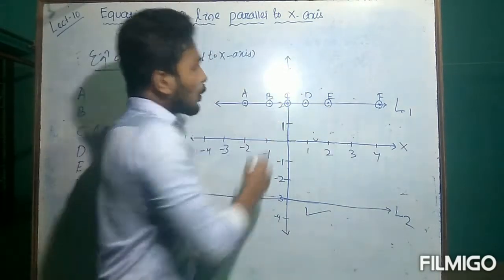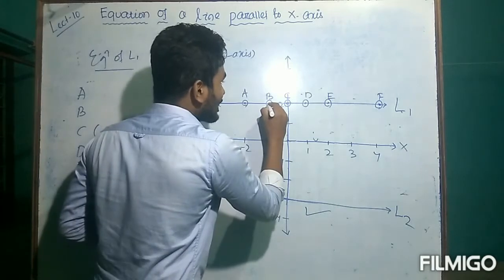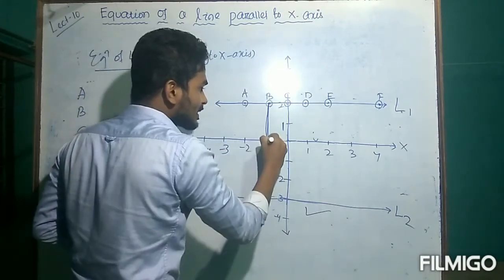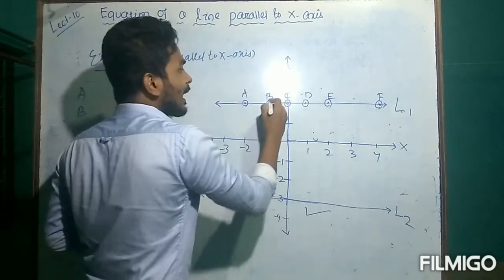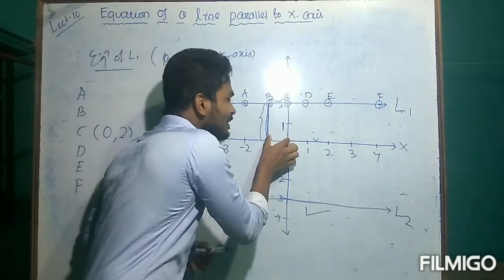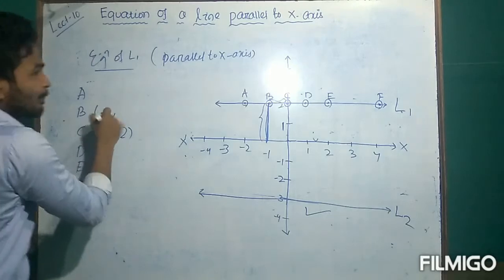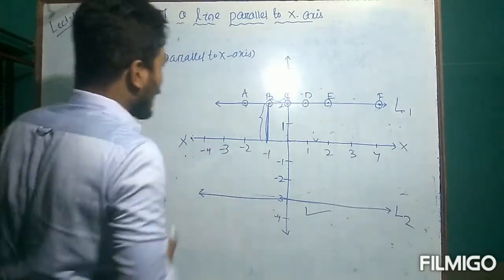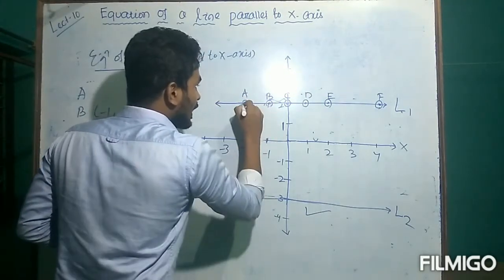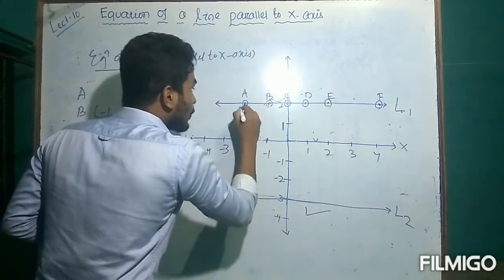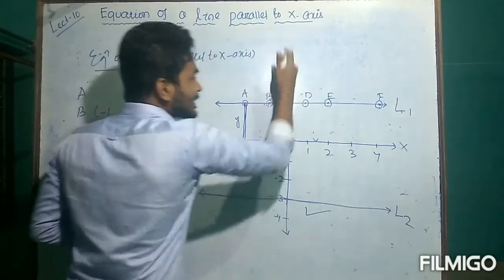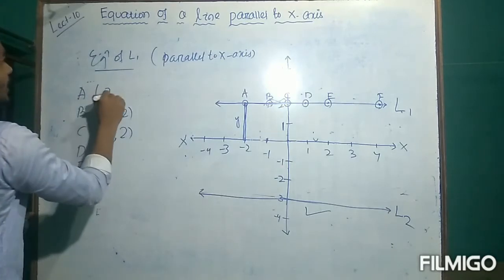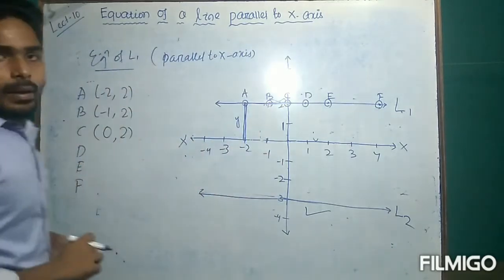Now let us find the coordinate of point B. In order to find this, you have to draw the perpendicular distance to the x-axis and to the y-axis. This is your y-coordinate, this is your x-coordinate. The x-coordinate is -1 for the point B and the y-coordinate is 2, right? Next, finding the coordinates of point A. Write the perpendicular distance to the x-axis, this is the y-coordinate, and to the y-axis, this is the x-coordinate. The x-coordinate is -2 and the y-coordinate is 2, right?